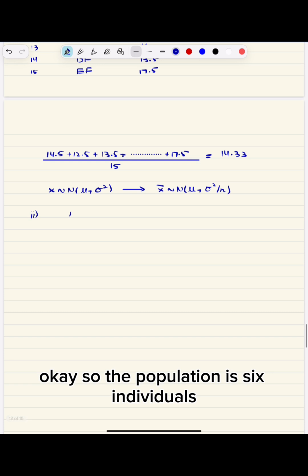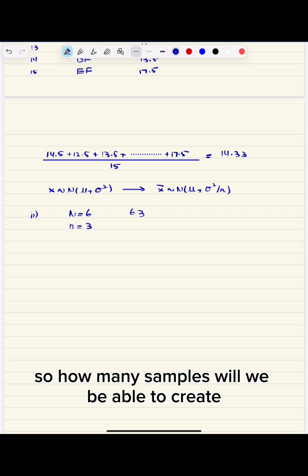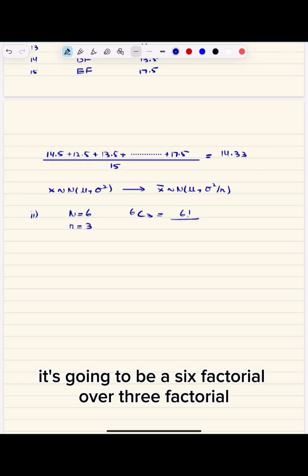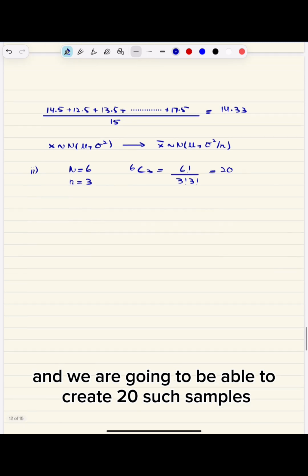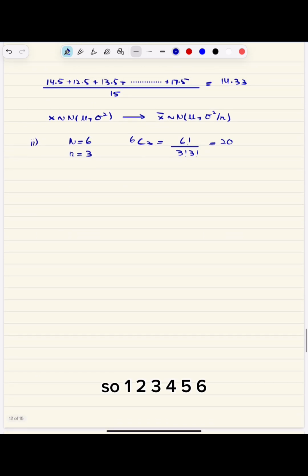Okay, so the population is 6 individuals, we want a sample of 3 individuals. So how many samples will we be able to create? It's going to be 6 factorial over 3 factorial, 3 factorial, and we're going to be able to create 20 such samples.